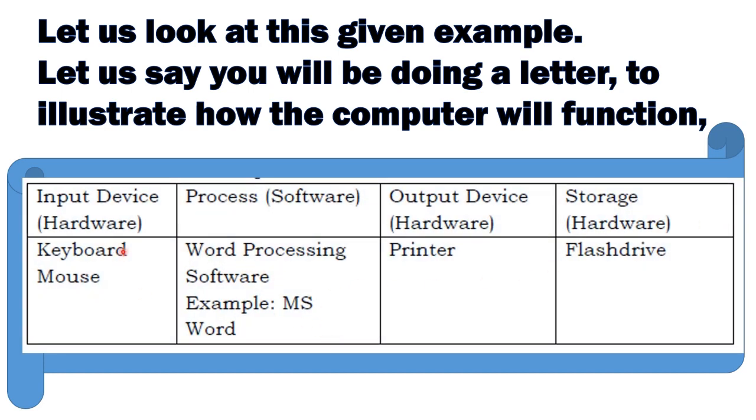On the first column, we have the input device, which is the hardware. We need the keyboard and mouse. And to process, we need the software. We're going to use the word processing software, example is MS Word. And for the output device, which is the hardware of the computer, we need printer. And for the storage, to store the file, we're going to use flash drive. So this is one of the examples of how the computer will function.